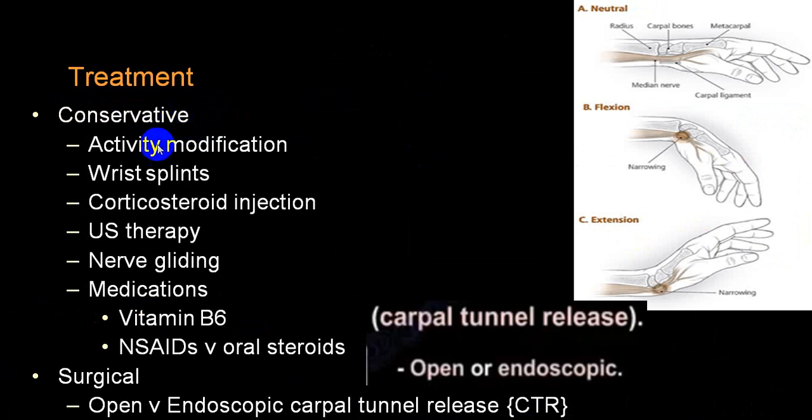So conservative treatment: activity modification, wrist splint, corticosteroid injection, ultrasound therapy, nerve gliding, and some medications, oral steroids or NSAIDs, etc. can be utilized. And then we have carpal tunnel release, either by open or endoscopic surgery. Open is always better than endoscopic because in endoscopy there is always a chance of partial release. So depending upon that you can decide.